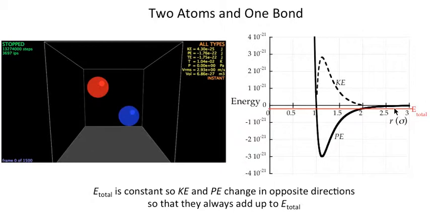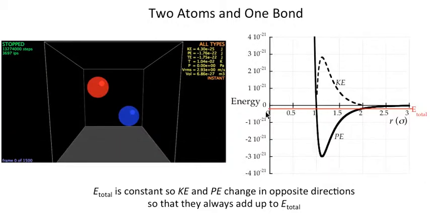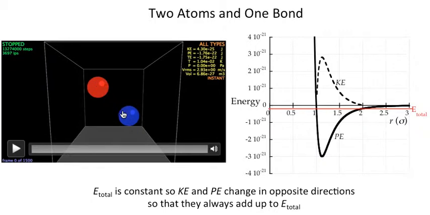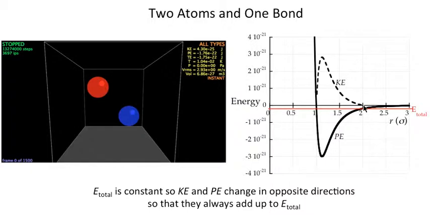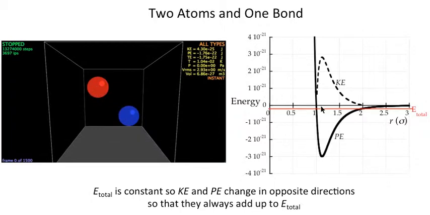The total energy of those two, we can look at all this up here. The total energy is minus 1.75 times 10 to the minus 22 joules. So that's pretty close to this red line right there. I'll start this simulation in a second, but the atoms are pretty far apart right now. Pretty far apart means right around 2 times sigma, which is about twice the size of an atom, the distance between the two centers.